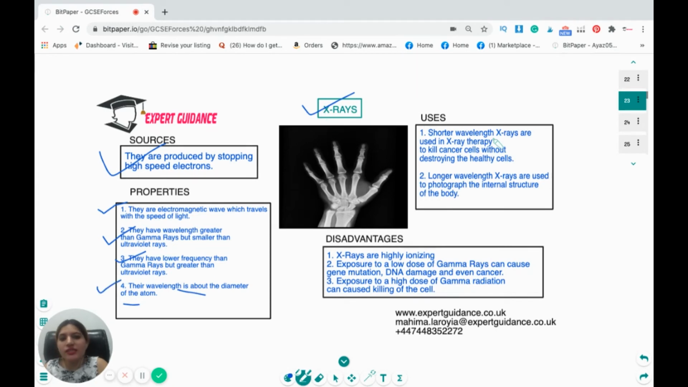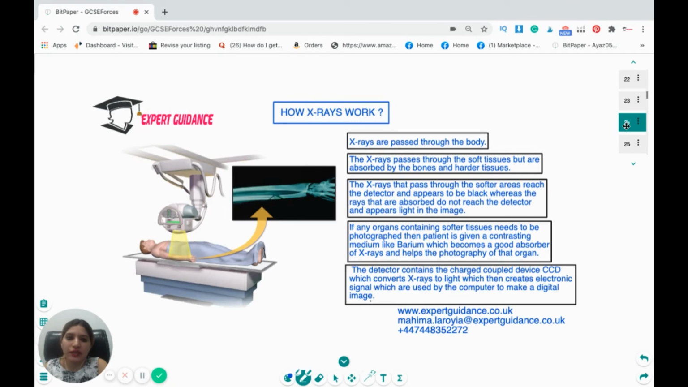For the uses, the shortest wavelength X-rays are used in X-ray therapy to kill cancer cells without destroying the healthy cells. And the longer wavelength X-rays are used to photograph the internal structure of the body. The disadvantages are that X-rays are highly ionizing. Exposure to a low dose can cause gene mutation, DNA damage, and even cancer. And exposure to a high dose can cause killing of the cell.